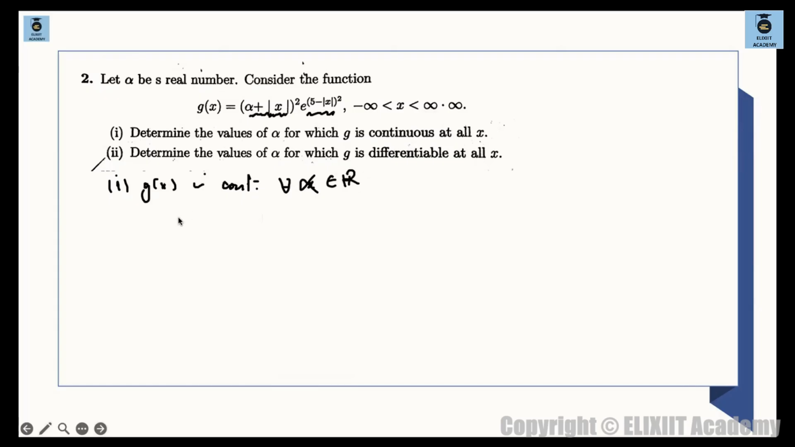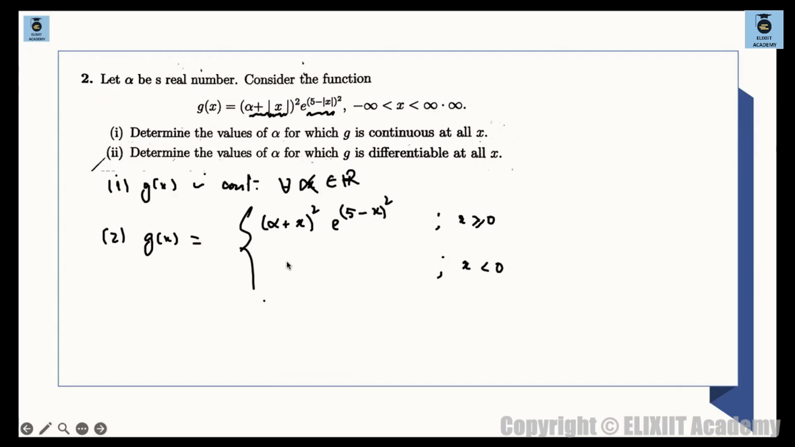Now coming down to the second one, differentiability. For differentiability we can define the function g of x. Define g of x properly. g of x is what? When x is positive, g of x is alpha plus x whole square into e raised to the power of 5 minus x whole square. And put the equality here. And when x is negative, this will be alpha minus x whole square into e raised to the power of, this minus minus will become plus, 5 plus x whole square.